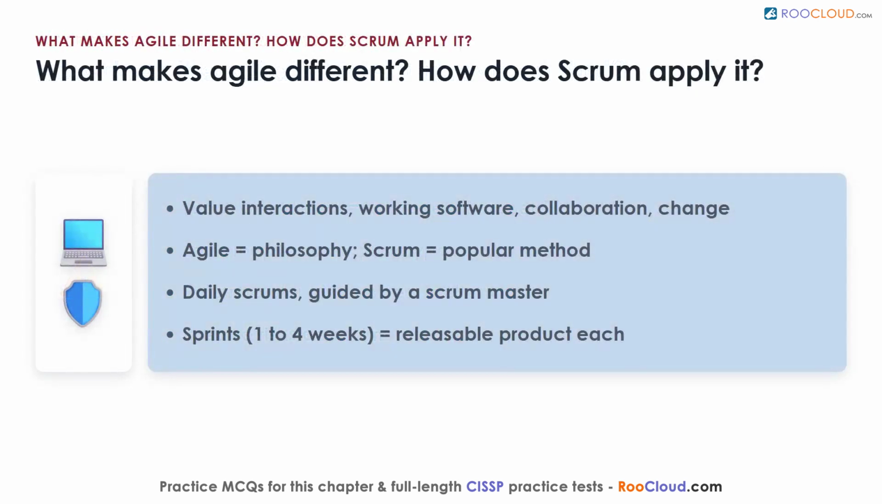What makes the Agile approach different, and how does Scrum apply it? Agile grew from a reaction against rigid, heavyweight models, valuing individuals and interactions, working software, customer collaboration, and responding to change. It is a philosophy, not a single method, and several methodologies put it into practice, with Scrum the most popular. Scrum runs on short daily meetings, also called scrums, where the team reviews progress, plans the next day, and clears obstacles, guided by a Scrum Master who keeps things moving.